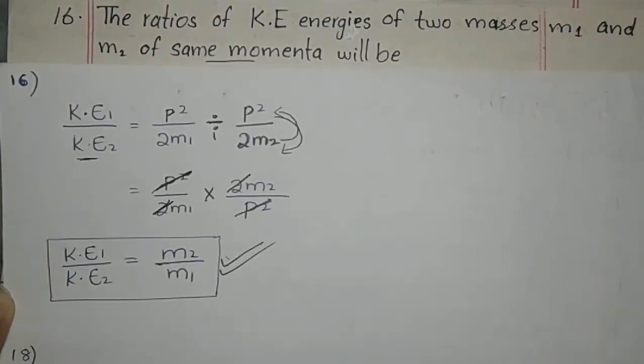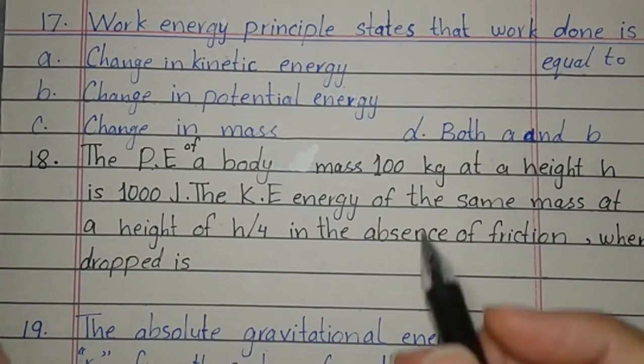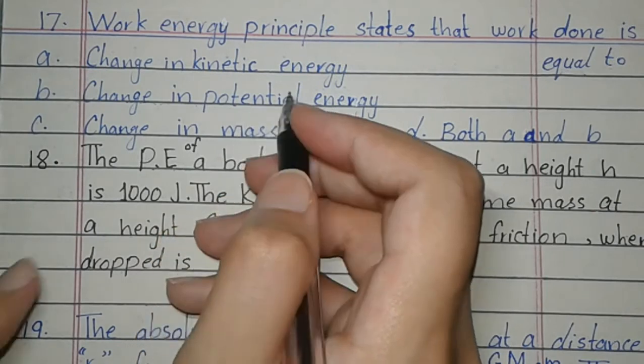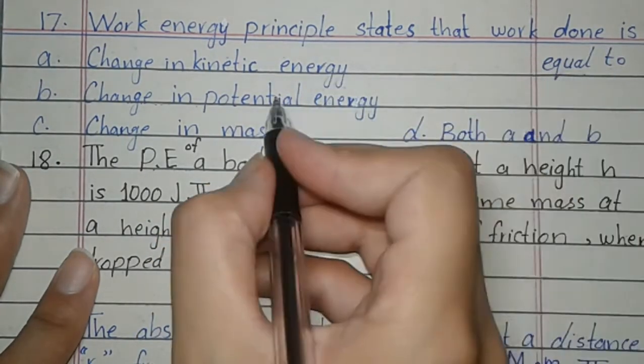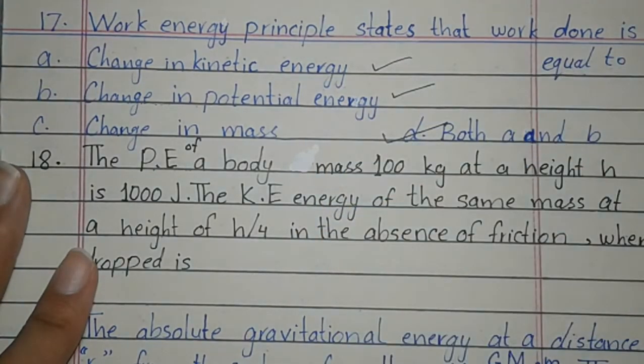So it's the answer. Work energy principle states that work done is equal to change in kinetic energy and change in potential energy. So it's the statement of work energy principle that work done is equal to change in kinetic energy or change in potential energy. So both A and B are correct.